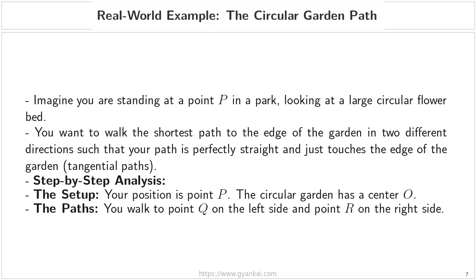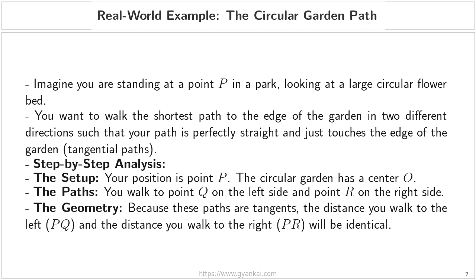You walk along a straight line to touch the edge of the garden at point Q on the left side, and then you walk along another straight line to touch the edge at point R on the right side. Now, here is where the geometry comes into play. Because these paths are tangents to the circle, the theorem we just proved tells us that the distance you walk to the left, which is the length of the segment PQ, must be exactly the same as the distance you walk to the right, which is the length of the segment PR.